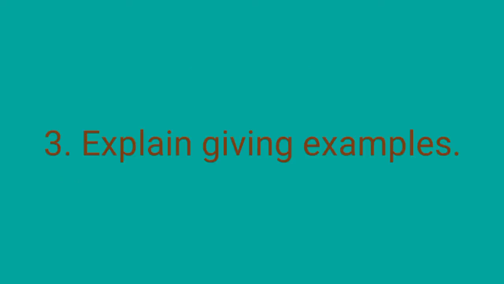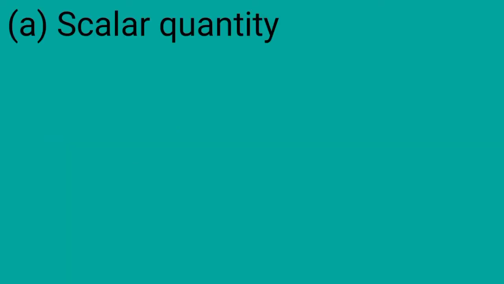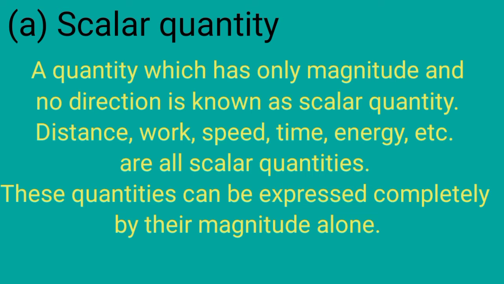Now next, question number 3, explain giving example. A is given, scalar quantity. We know that a scalar quantity is a quantity which has only magnitude and no direction. It means the quantity which has magnitude, meaning we can measure how much. Those quantities are called scalar quantities. The examples are distance, work, speed, time, energy, etc. These are the examples of scalar quantities.